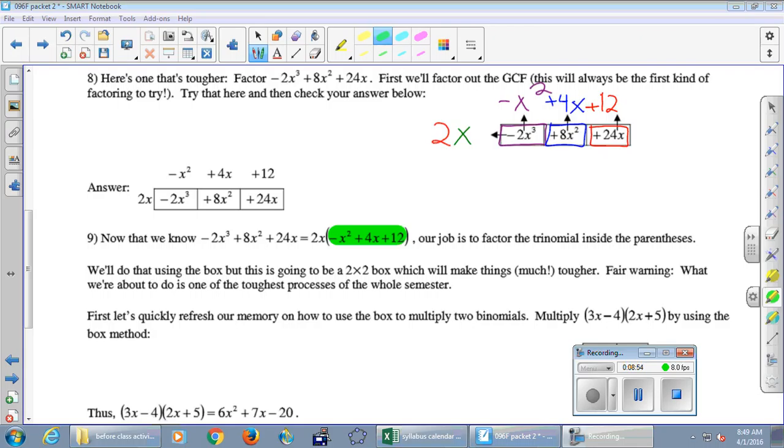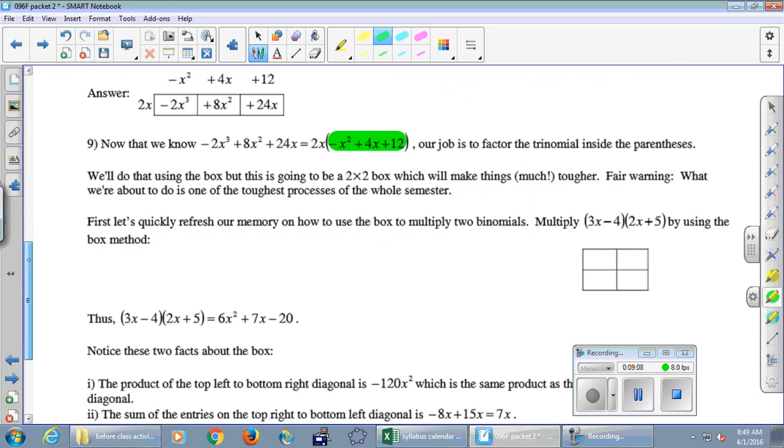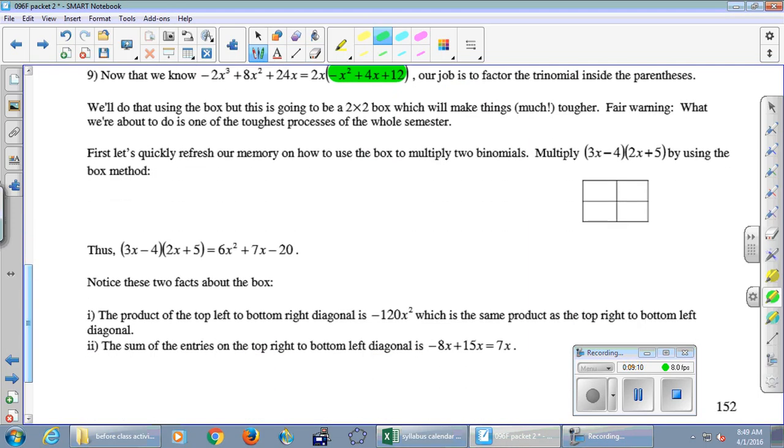And this is going to be hard. So we're going to factor this thing in green using the box. It's going to be a 2x2 box, which is going to make things much tougher. Fair warning, what we're about to do is one of the toughest processes of the whole semester. But we're going to do it.